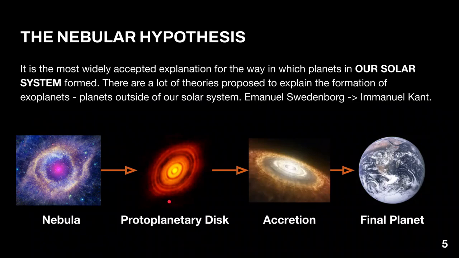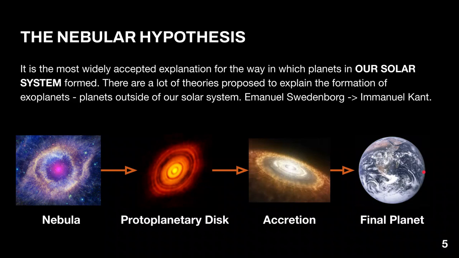The theory thought to explain the way in which planets in our solar system formed is known as the Nebular Hypothesis. This hypothesis was first conceived by astronomer Emanuel Swedenborg and then refined by Immanuel Kant, and it is where it is today. So, there are four large steps to this hypothesis. We first begin with a nebula, then onto the formation of a protoplanetary disk, then to the process of accretion, and end up with the final result of a planet.